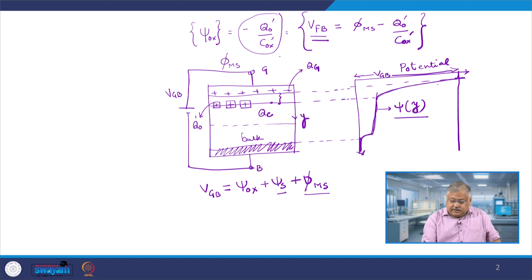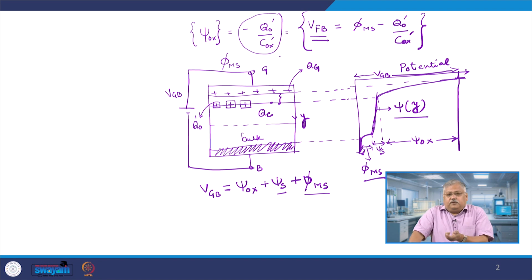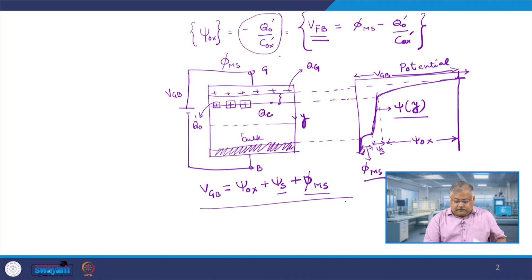The first part is, let me draw one line from here. This is your surface potential psi S. Then from here to here is your psi OX, and this is your phi ms, the metal work function difference. So you have the metal work function difference, then the surface potential, and then the drop across the oxide layer shown here. So I get VGB equals psi OX plus psi S plus phi ms.